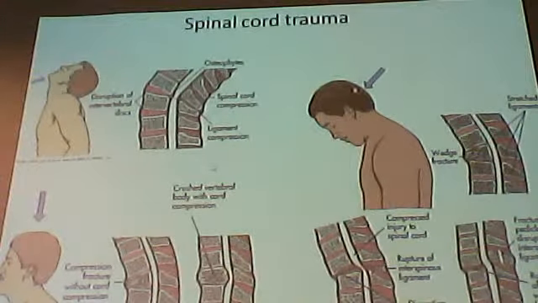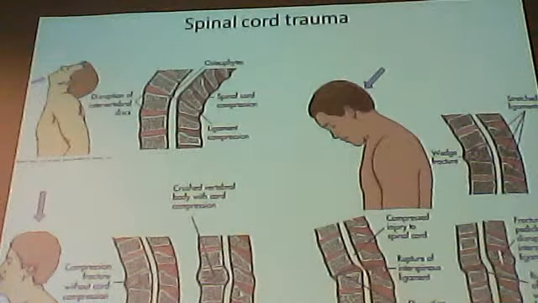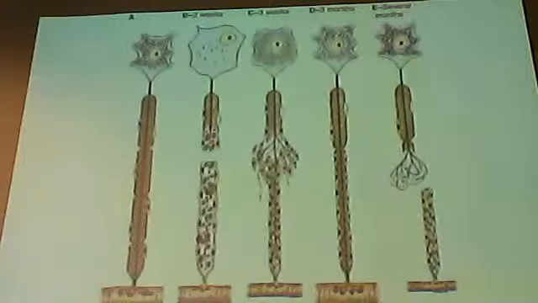Spinal cord injuries are very difficult as well because you could attack here, bang there, and that could cause some sort of fracture. With spinal cord trauma, axons in the spinal cord are not replaced, but are in the ankle. So in theory your axons could reconnect, but because there's so much that could block the pathway while it's growing, it could get cut off, and then they would eventually miss each other and wouldn't really regrow properly.